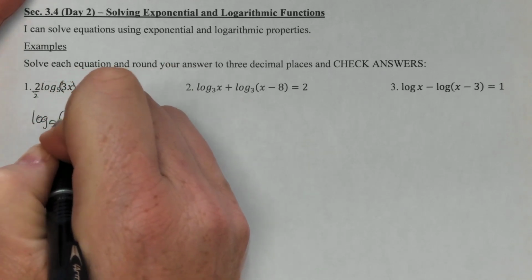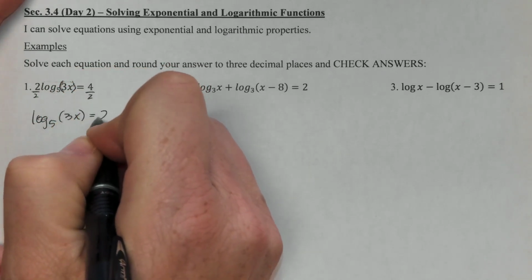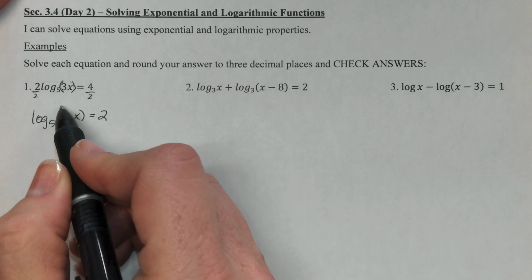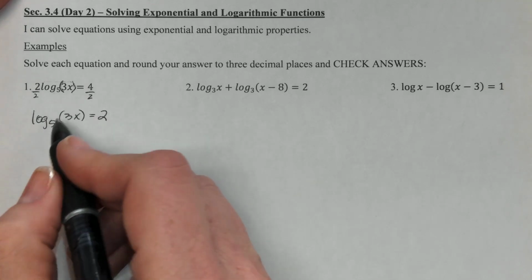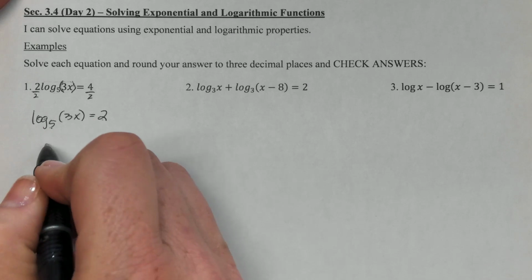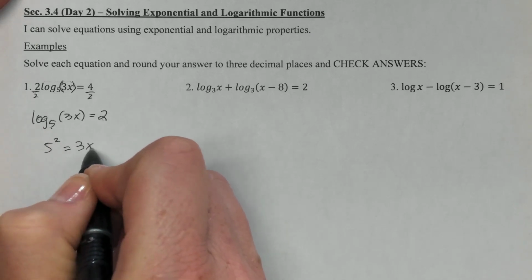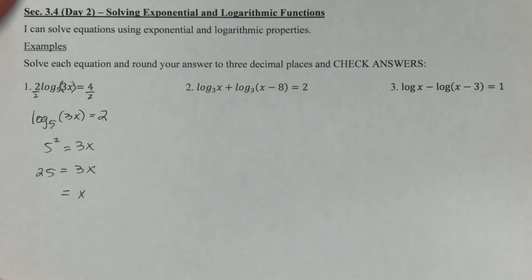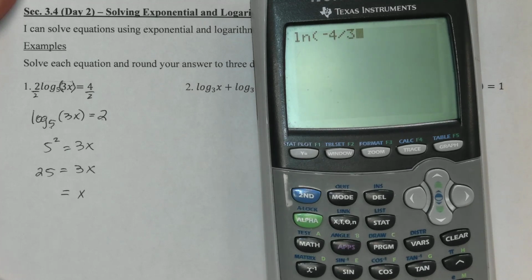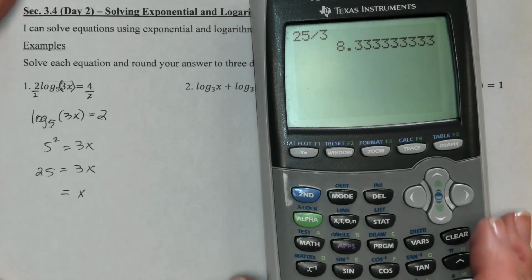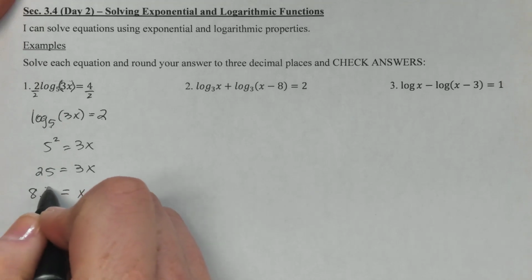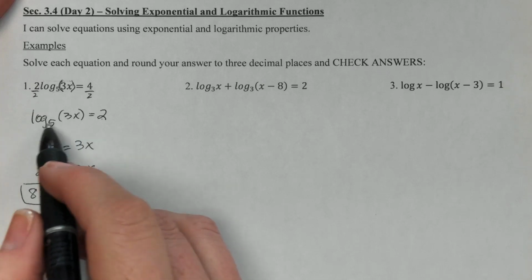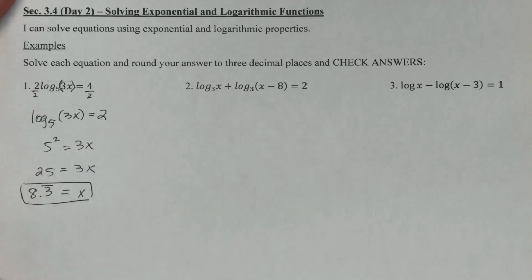So now I have log 5 of 3x equals, and 4 divided by 2 is just 2. I don't really know how to attack a log 5 of 3x. I can't separate these two, but I could switch to exponential, so that's what I'm going to do. 5 squared equals 3x, and 5 squared is 25 equals 3x, and if I just divide both sides by 3, I get about 8.3. So in this case we took our log, got it as isolated as we could, it was by itself, and then we switched to exponential to finish the problem.